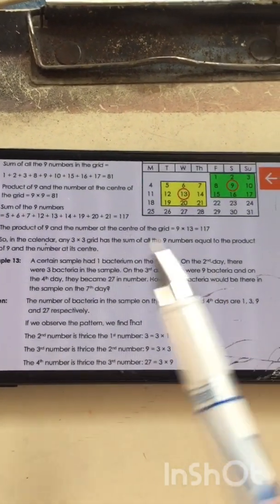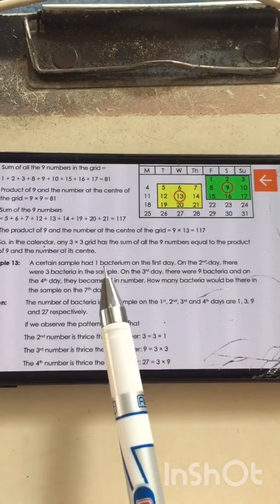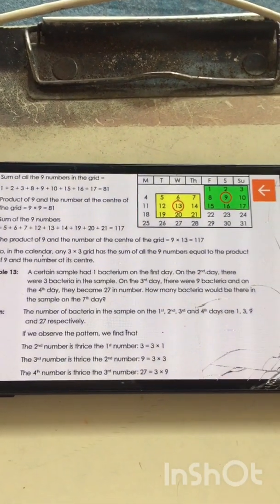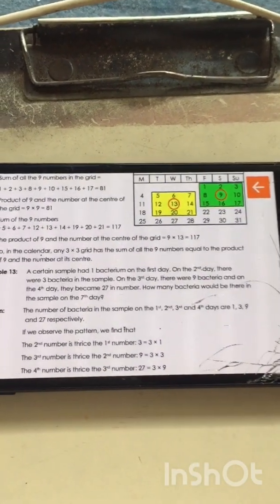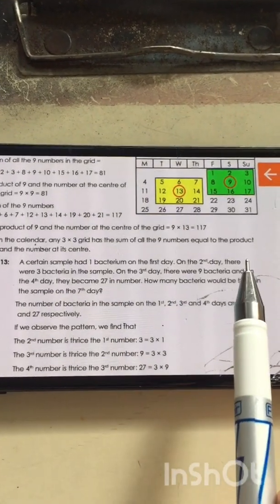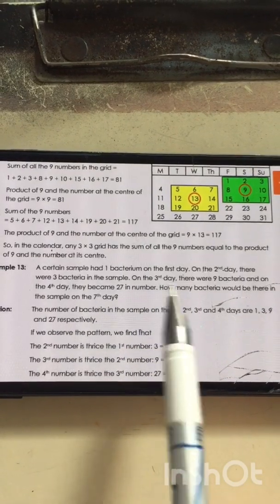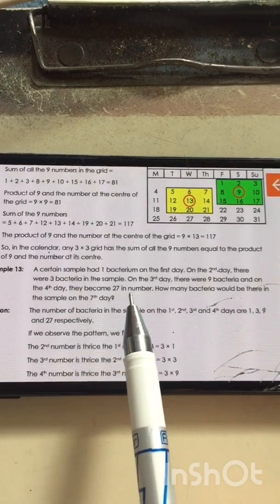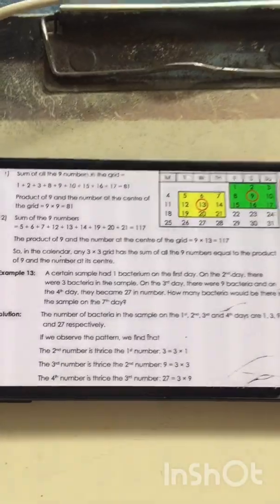So in that sample they find one bacterium on the first day. Bacterium is nothing but the singular of bacteria. One we call bacterium and many we call bacteria. So on the first day we have only one bacterium. On the second day there are 3 bacteria in the sample. On the third day there were 9 bacteria, and on the fourth day it became 27 in number. How many bacteria would be there in the sample on the 7th day?